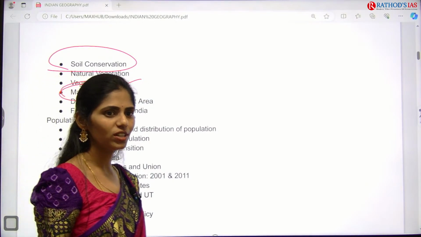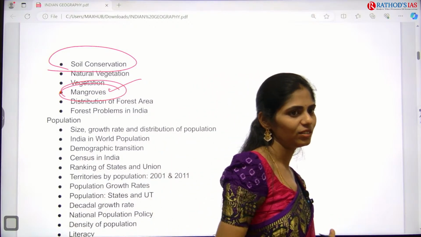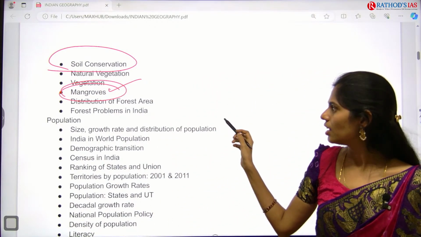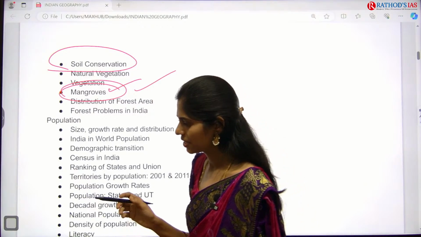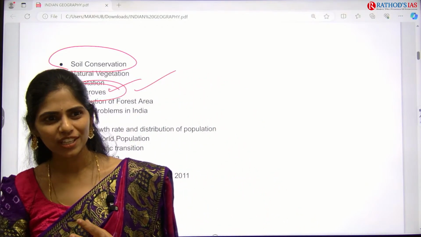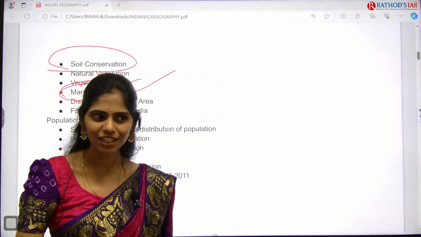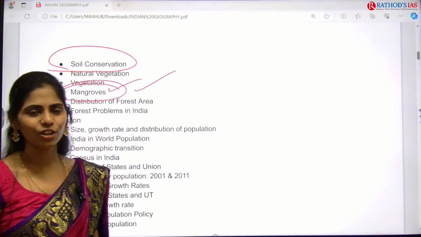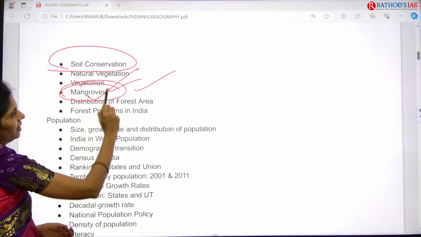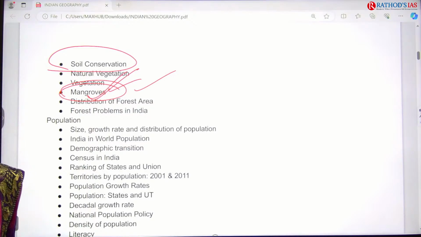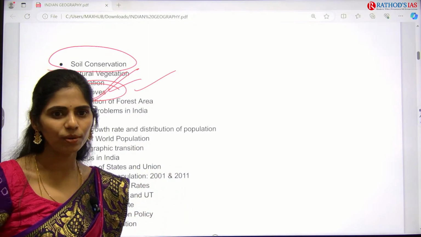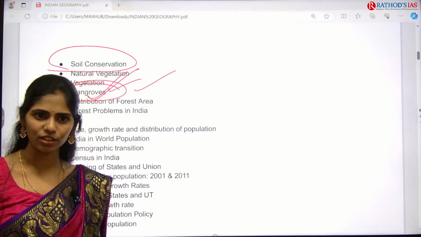Apart from corals, in the coastal region we have mangroves, and you especially have to know about the Sundarbans. Why is this important? Because now and then cyclones originate in the Bay of Bengal. Because of the cyclones, there will be an impact on our mangroves. So for that the government also took up a project for protection of these mangroves.